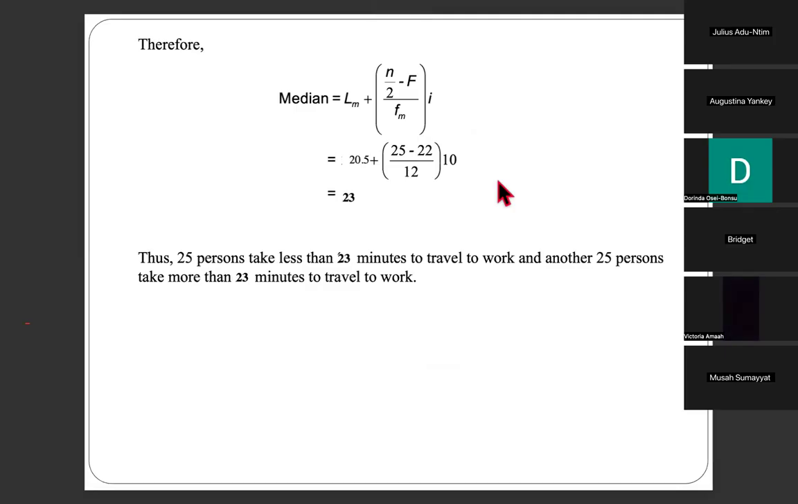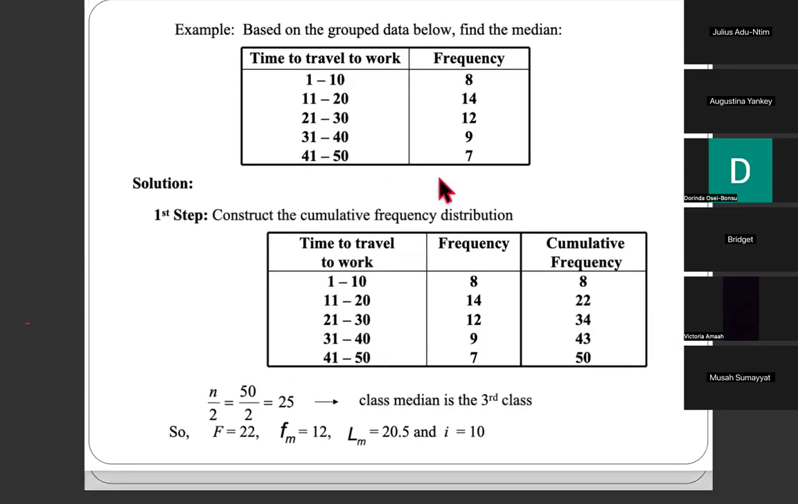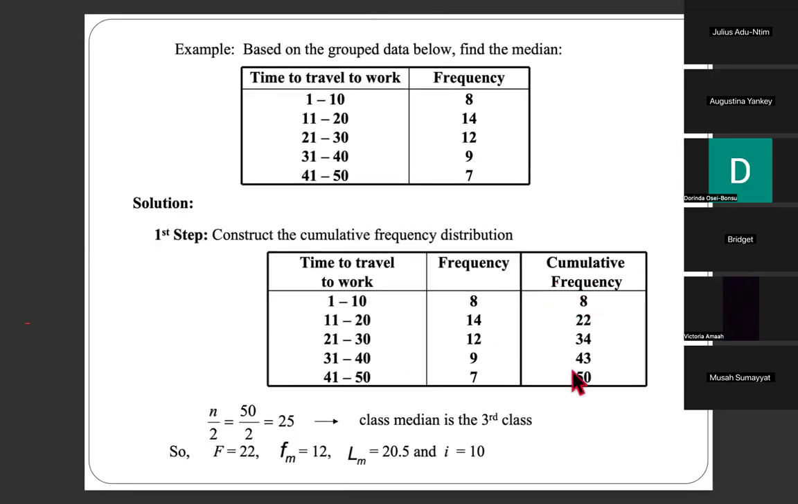Okay. So normally, median is when you arrange your data and you pick the middle point. Is that okay? So when you arrange your data and you pick the middle point. But here is the case, our data is not raw data.